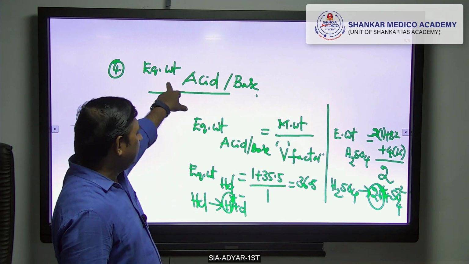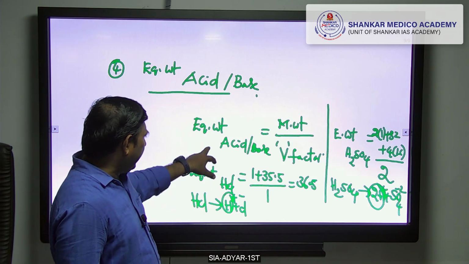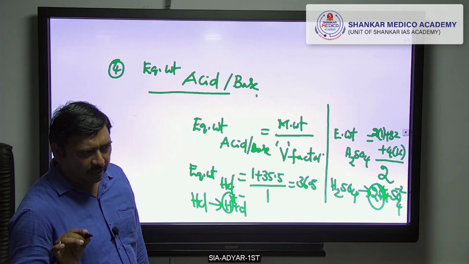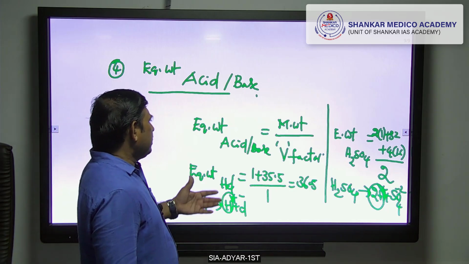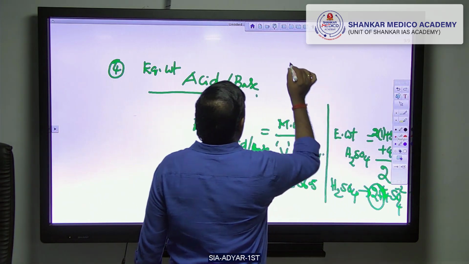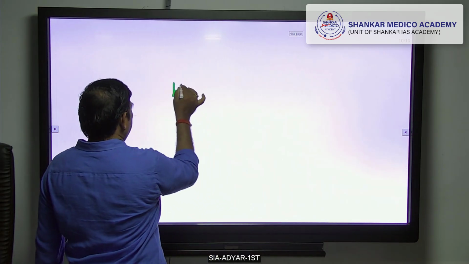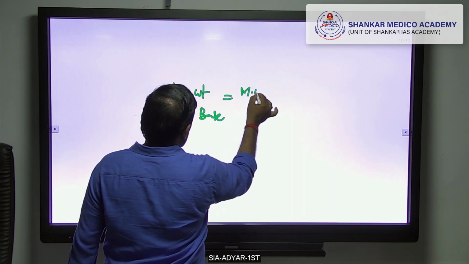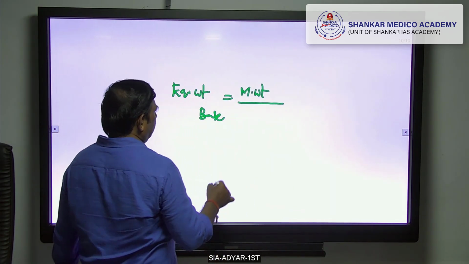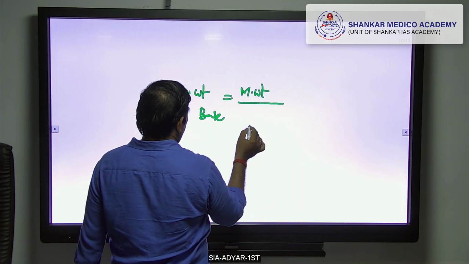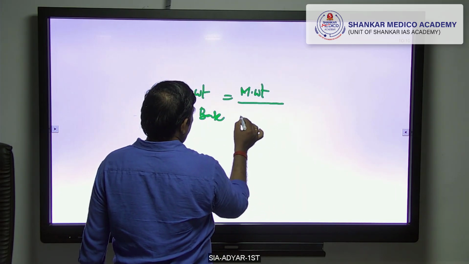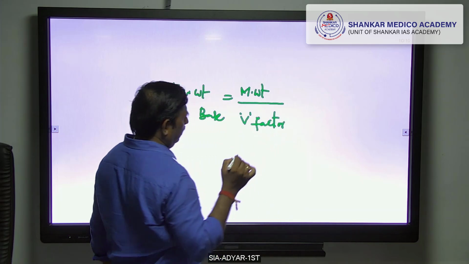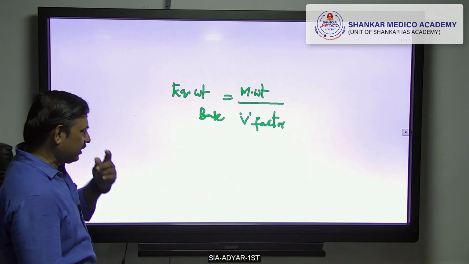So once again, the equivalent weight of an acid is equal to molecular weight divided by the number of replaceable H plus ions. Similarly, we can calculate for bases. Equivalent weight of base is equal to molecular weight upon n factor or valency factor, which is acidity. Acidity means the number of replaceable OH minus ions.